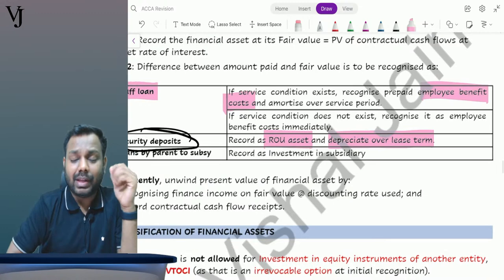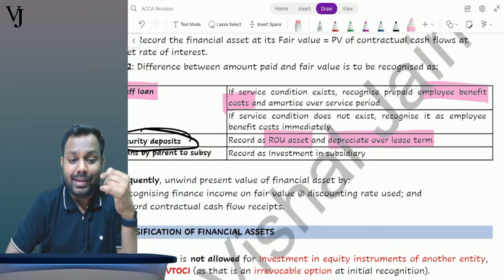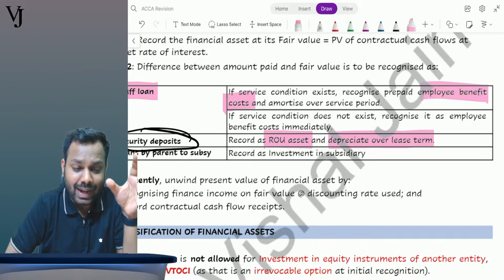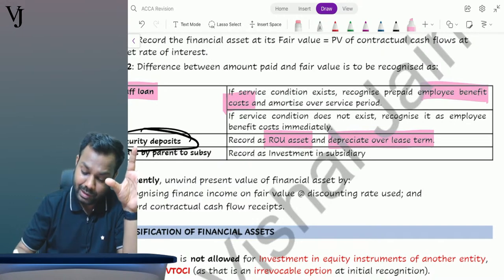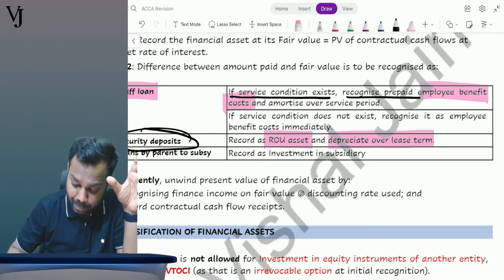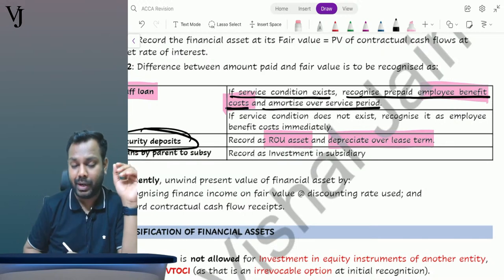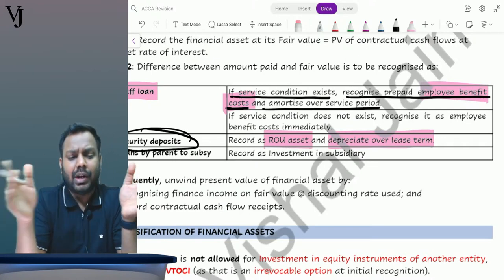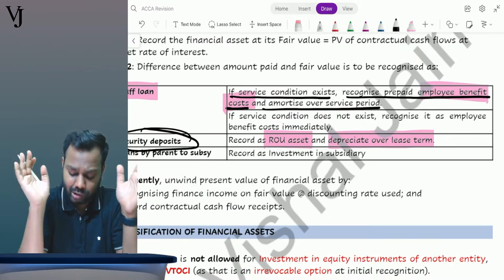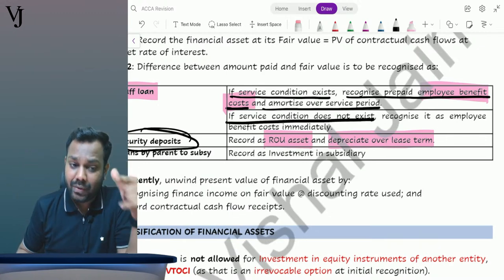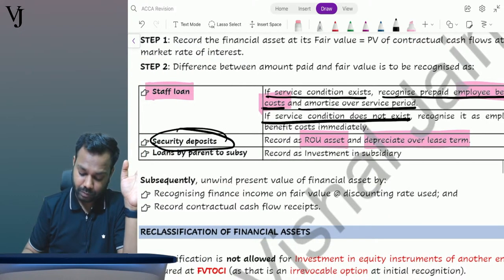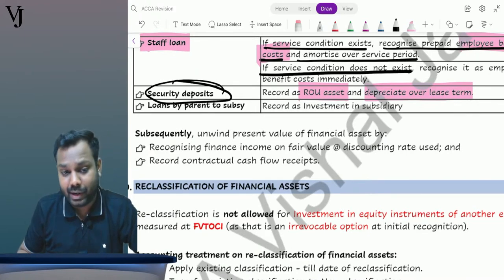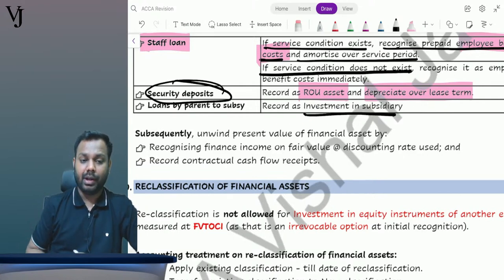Now understand, if the employer is giving the loan to the employee and there is a service condition, meaning you have to remain in service for this much period, then you have to amortize this difference of 25,000 over that service period. If service condition exists, recognize the prepaid employee benefit cost and amortize over the service period. Basically this 25,000 you record as prepaid salary cost as of now, and over three years you amortize this to salary cost. If service condition does not exist, record this 25,000 upfront to salary cost now itself. Now if it is given by parent to subsidiary, record this 25,000 as investment in subsidiary company. Okay, is it clear, everyone?